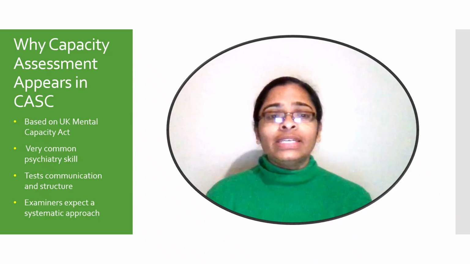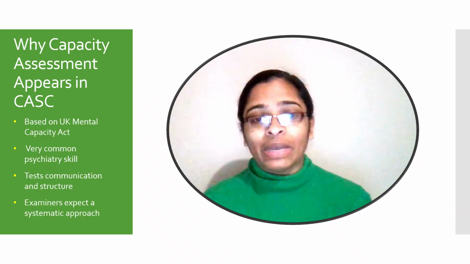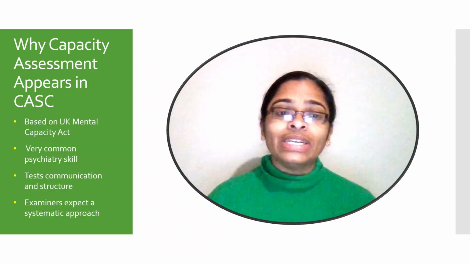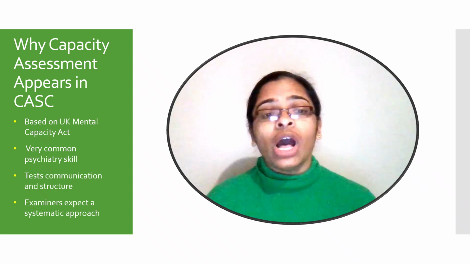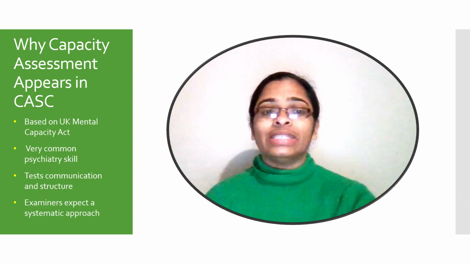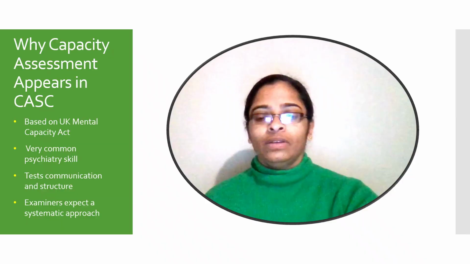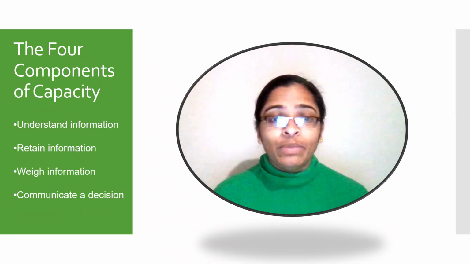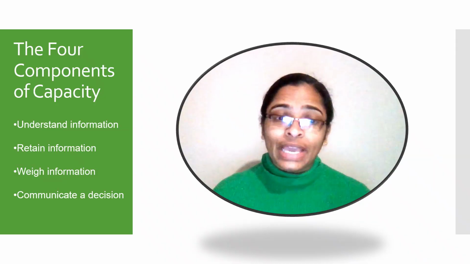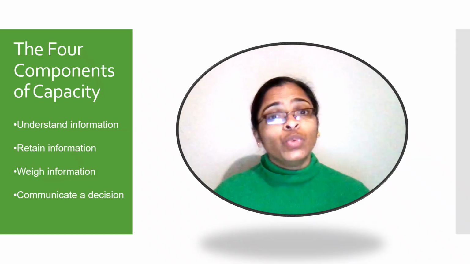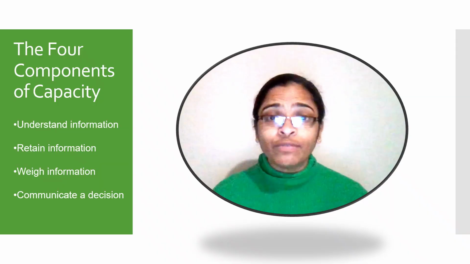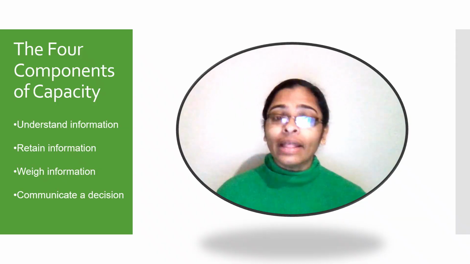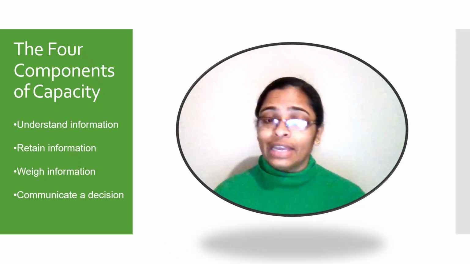In the UK, capacity assessments are guided by the Mental Capacity Act. In CASC stations, examiners are not only testing your knowledge, but also how clearly and systematically you assess capacity. To determine capacity, we assess 4 abilities. The patient must be able to understand the information, retain that information long enough to make a decision, weigh the information by considering the risks and the benefits, and communicate their decision.